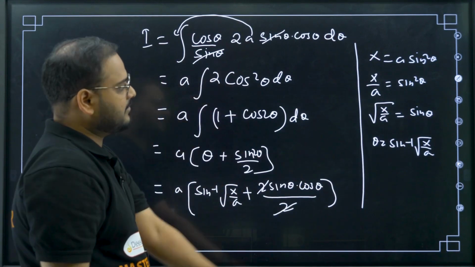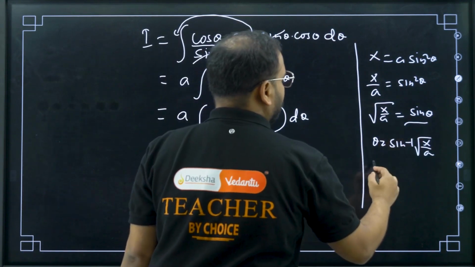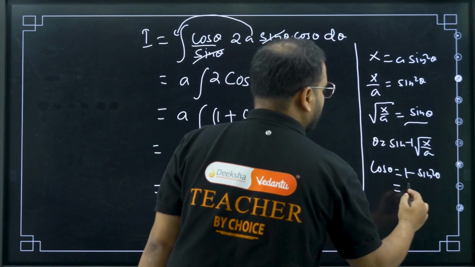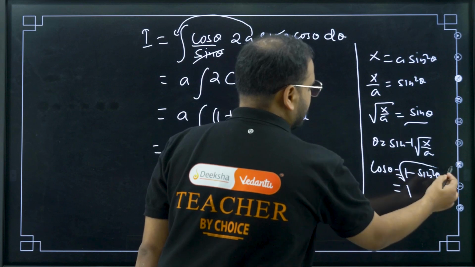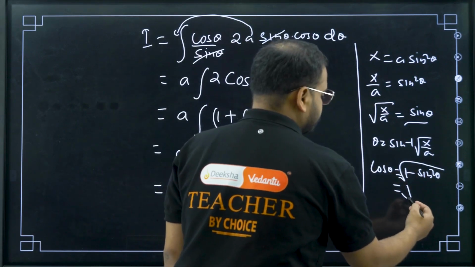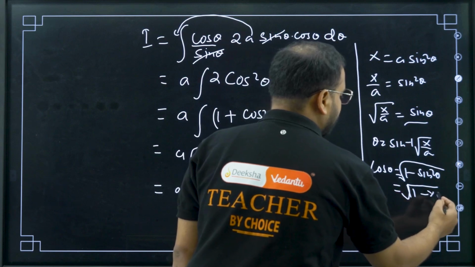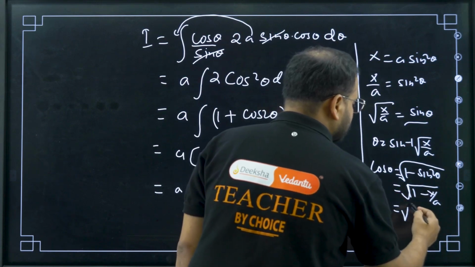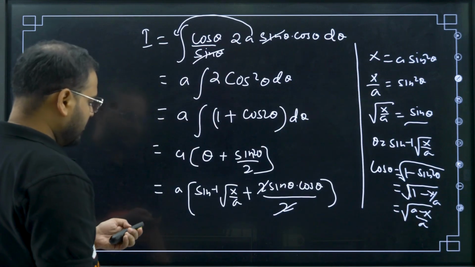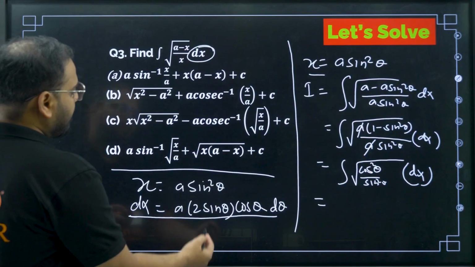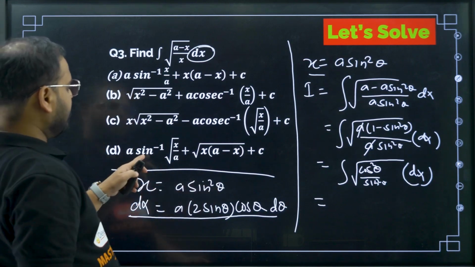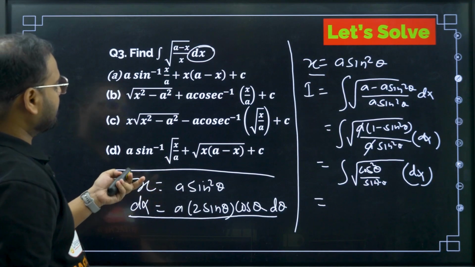Okay, now sin theta I have. What is cos theta going to be? Cos theta is going to be root of 1 minus sin square theta. How much is that? 1 minus, this thing is in the root. Cos theta will be root of 1 minus sin square theta, so 1 minus x by a. How much is that? Simply a minus x by a. So if you check here, a sin inverse of x by a is there.